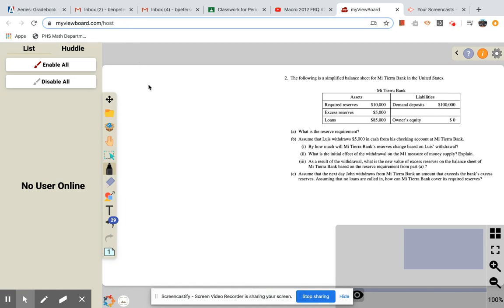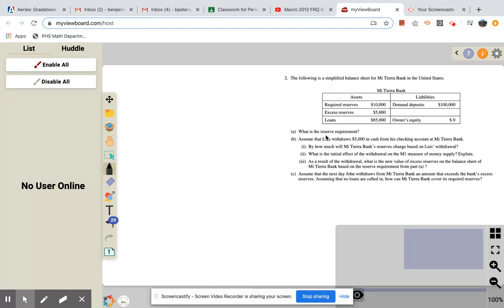So we have the Tierra Bank. This is from the 2012 FRQ. We have a balanced bank balance sheet here. We have $100,000 of liabilities, $100,000 of assets. And the first question asks, what is the reserve requirement?